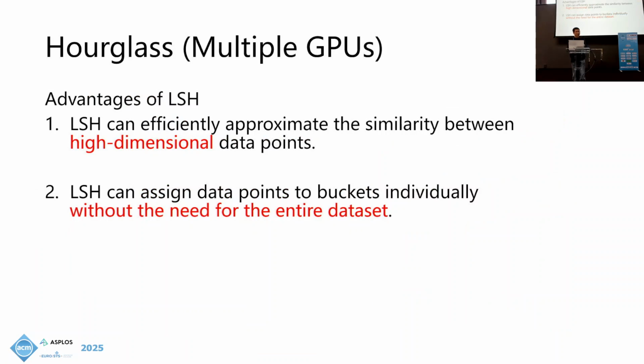Compared to k-means clustering, there are 2 advantages of LSH. The first is that LSH can efficiently approximate the similarity between higher dimensional data points. And the second is that LSH can assign data points to buckets individually, without the need for the entire dataset. Here's an example. If we use k-means clustering, before we start the process, it needs the whole data.